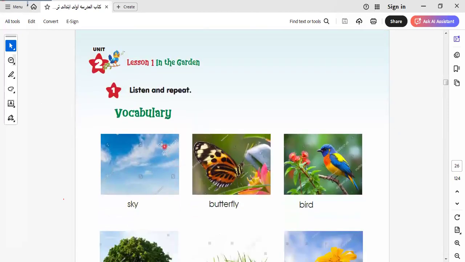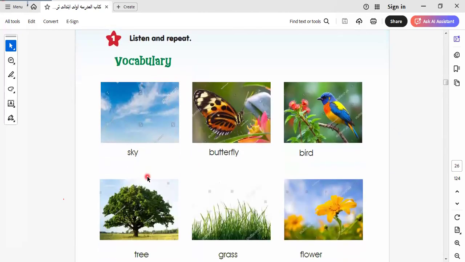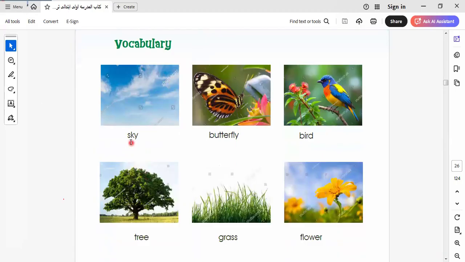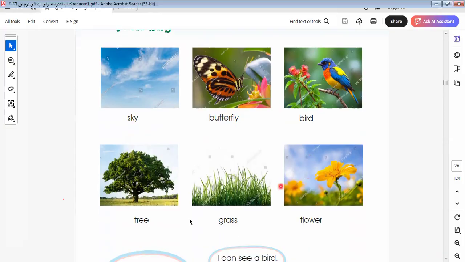Here we have some vocabulary related to this unit. Let's learn it together. We learn sky, butterfly, bird, tree, grass, flower. I would like to say that the butterfly has a small insect form, which is the caterpillar. The smallest form of the butterfly is called a caterpillar.